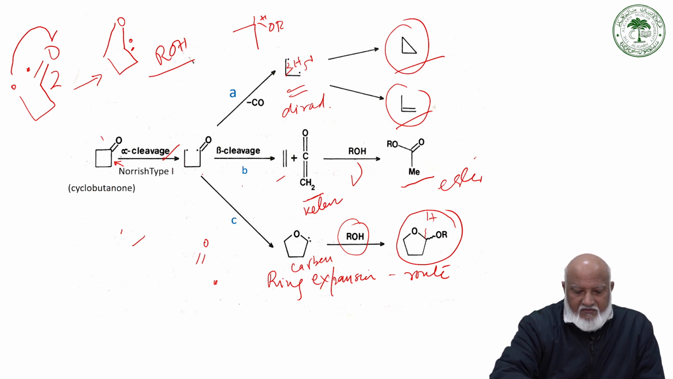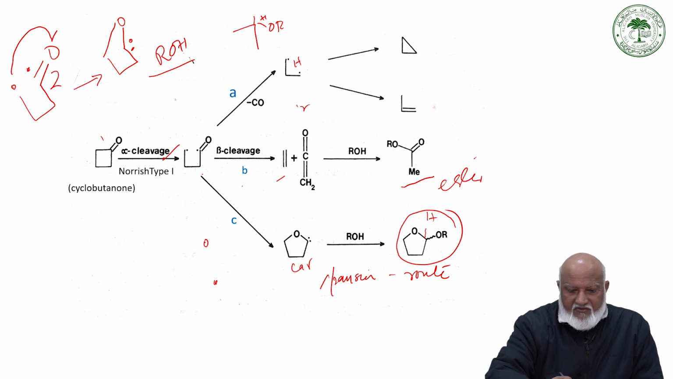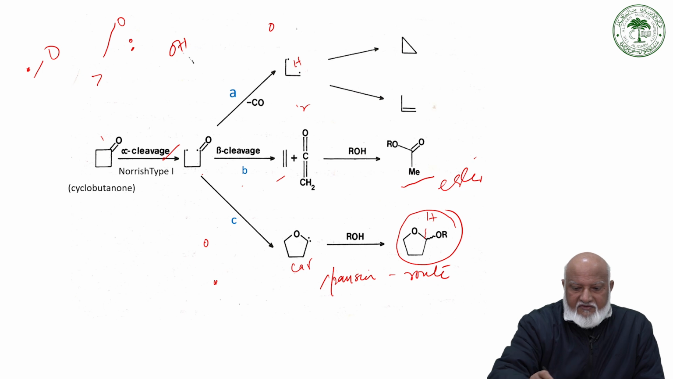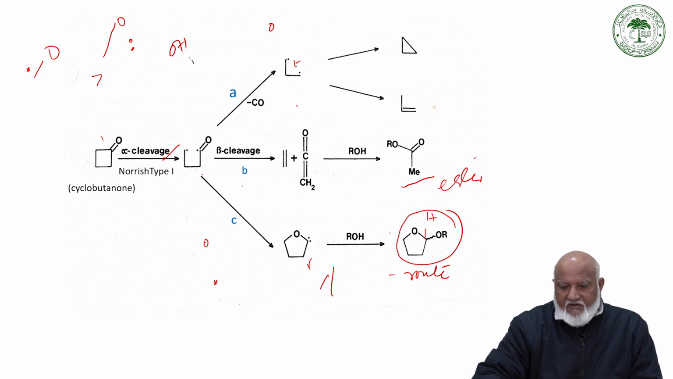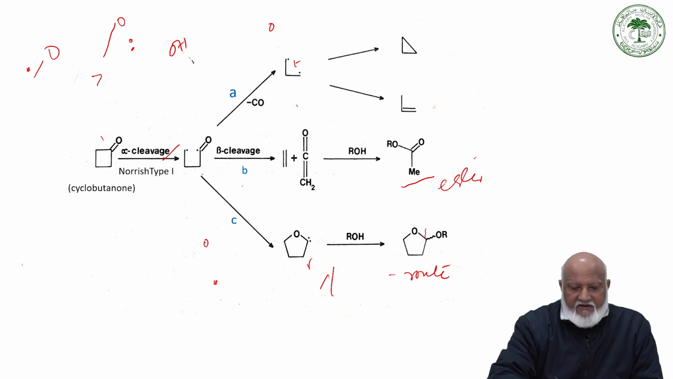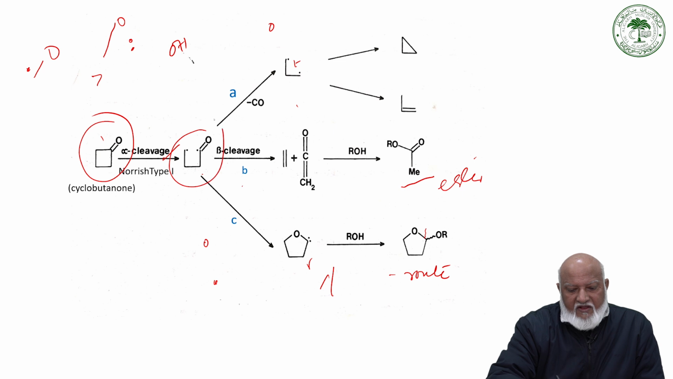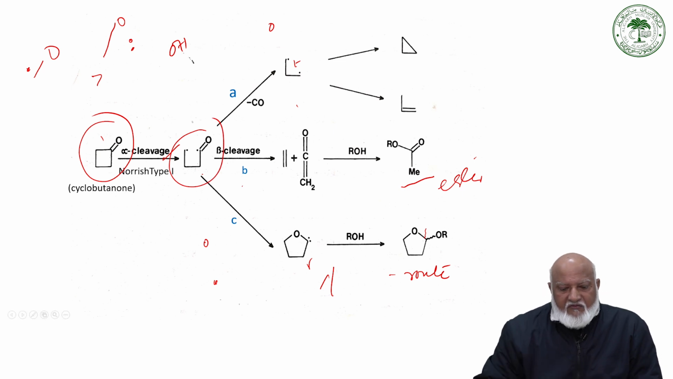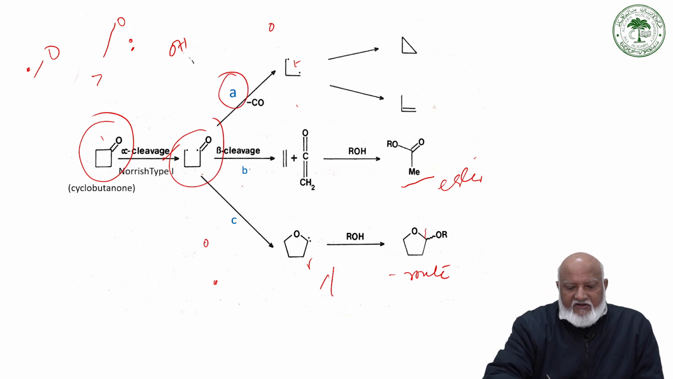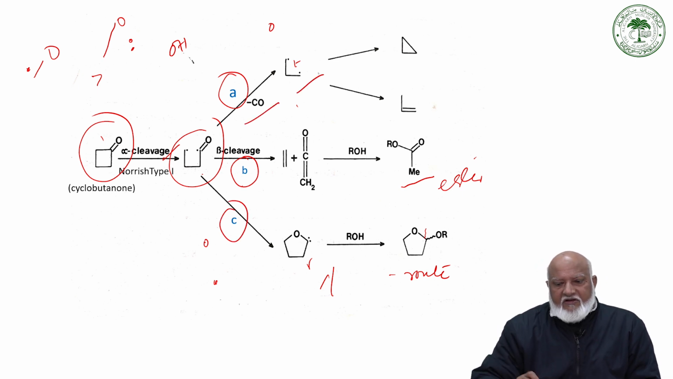Just to see once again how it works. Cyclobutanone under photolytic conditions can give rise to alpha bond cleavage to give you a 1,2 diradical. Three pathways are open for this: A, B, C. Path A is the decarbonylation to give you a cyclopropyl radical. The 1,3 radical can combine to get cyclopropane and alkene.